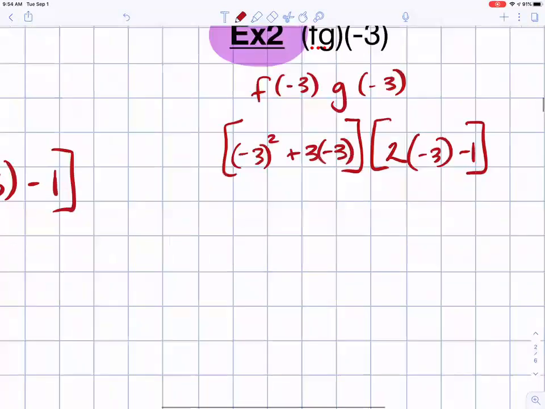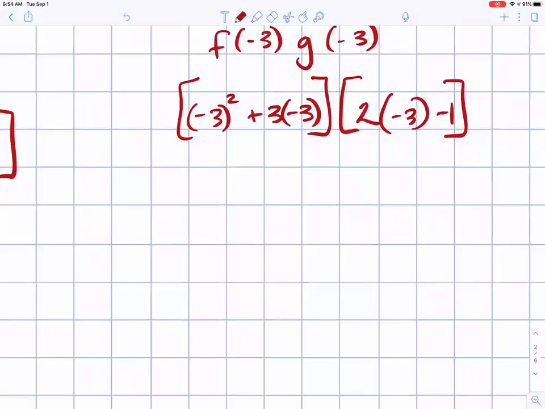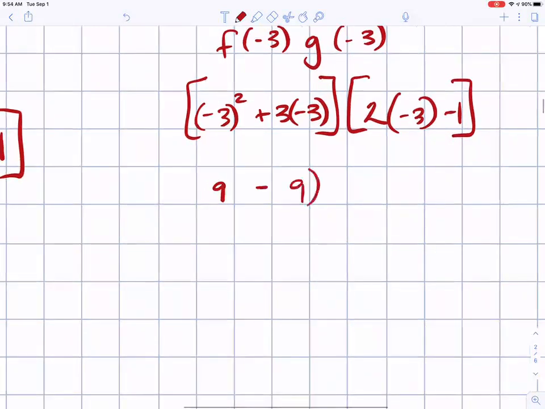So again, we're following the order of ops. In that first group, what does that become? 9 plus -9 or 9 minus 9. What's that going to become? And what's 0 times anything? Okay, so spoiler alert, the answer is 0. This guy over here, we'll just finish it out. -6, -1 is going to be a -7. But either way, it's just going to equal 0.